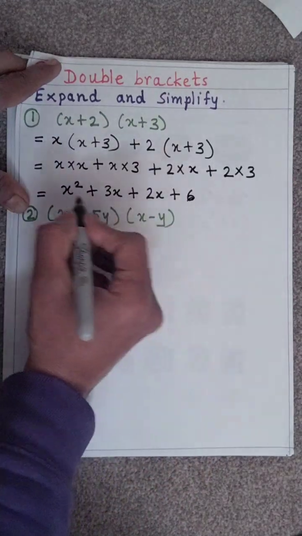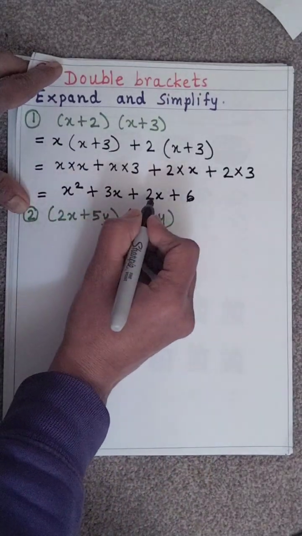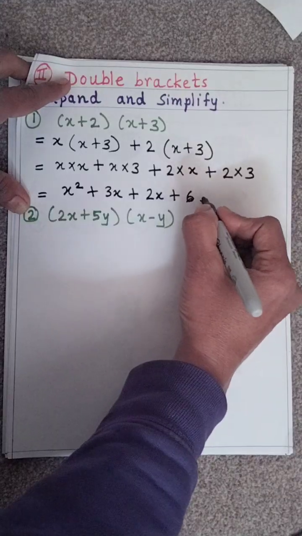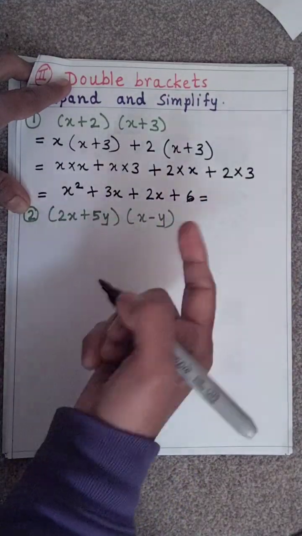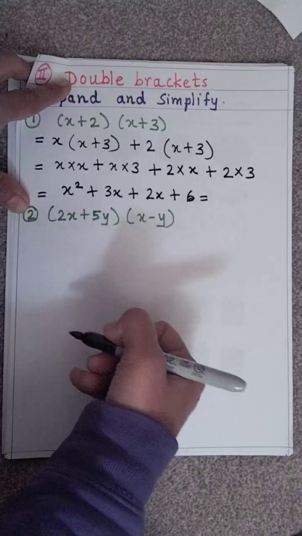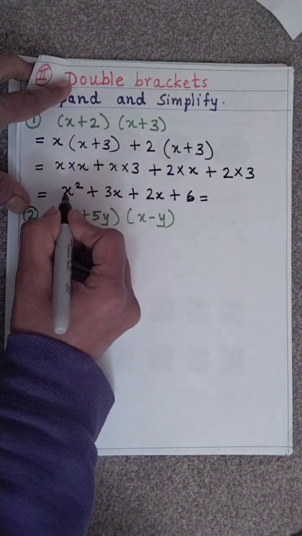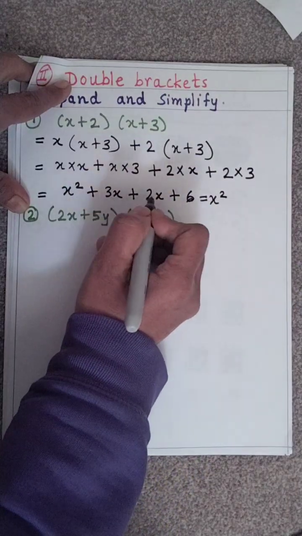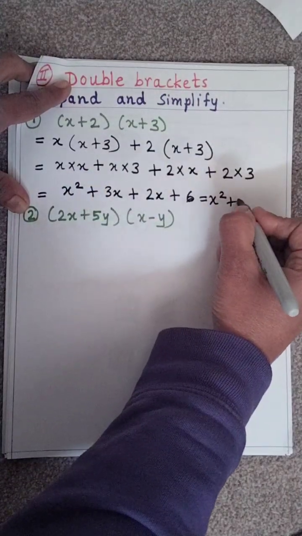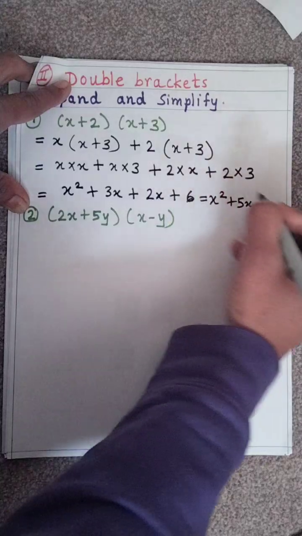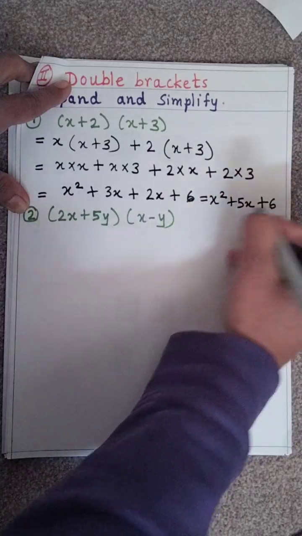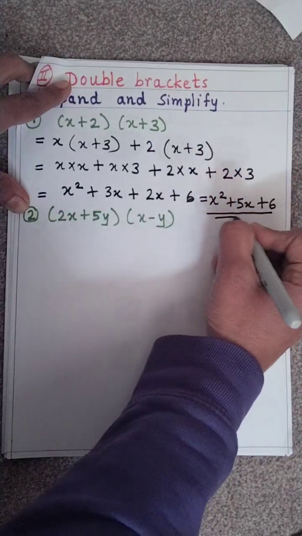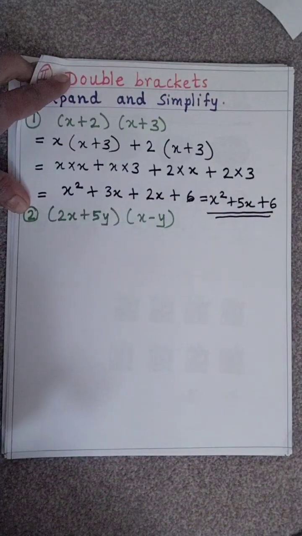Now you will observe 3x and 2x are similar terms. So we put is equal to, I don't have a space, so I'm just writing on the right side. Otherwise you can write it down or you can put it on the right side. So we write x square, 3x plus 2x is plus 5x and plus 6. So this is the answer.